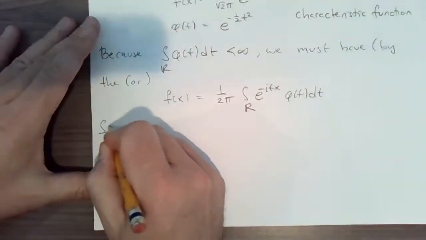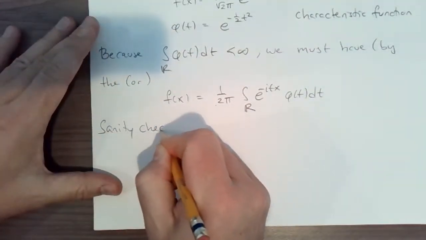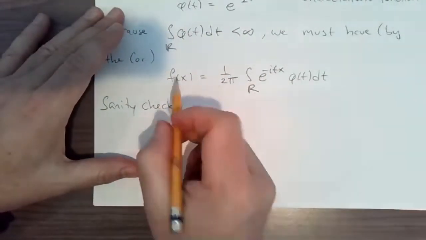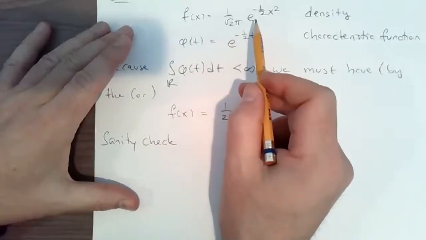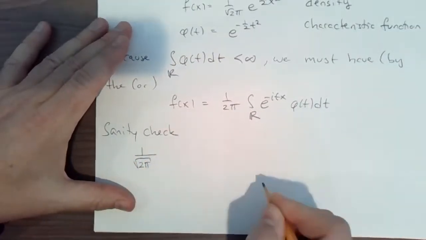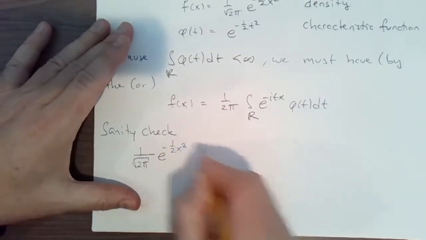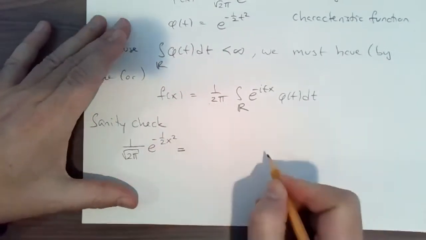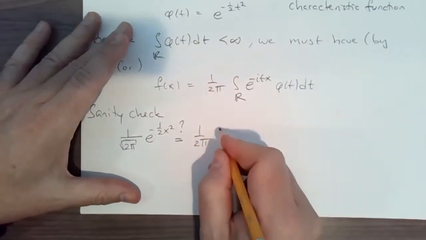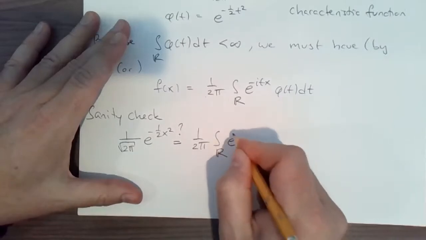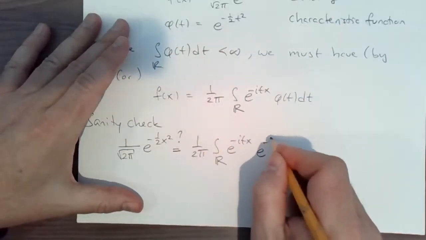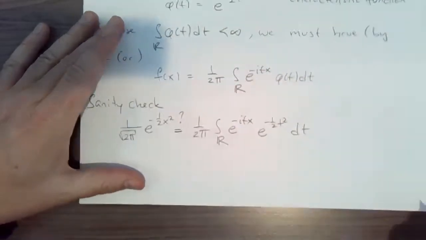So should we do a sanity check? Is that really true? Well, if you plug in what f is on the left-hand side, I'll get 1 over root 2 pi e to the minus 1/2 x squared. That's my left-hand side. So is it really true that this is equal to 1 over 2 pi integral over R e to the minus itx, phi was this Gauss function up there, e to the minus 1/2 t squared dt? Is that really true?